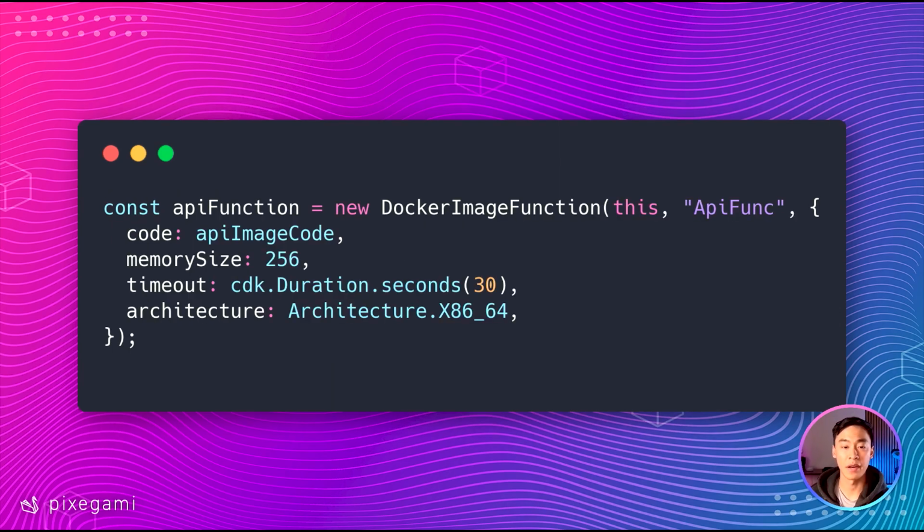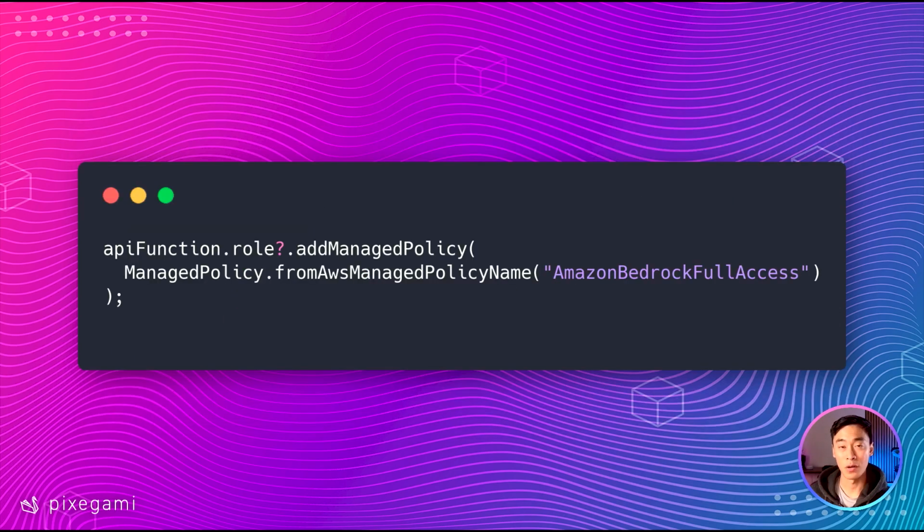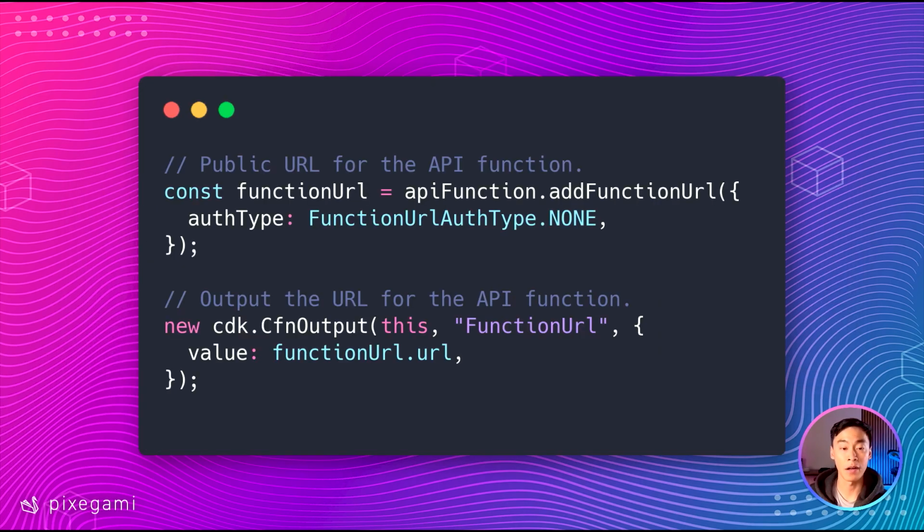Next, we'll create an actual Lambda function using the image. The code will look like this. You can of course configure things like the memory size and the timeout to your liking. We'll also need to grant our function the permission to use Amazon Bedrock for our embeddings and our AI calls. Finally, we'll create a function URL so that we can access the function from the internet via a public endpoint. And so that we know what this URL is every time we build the app, I'm also going to put this URL into a CFN output.